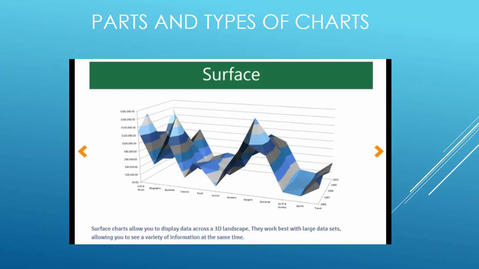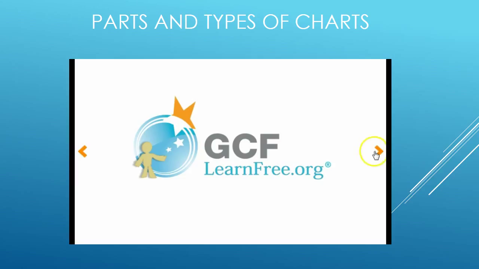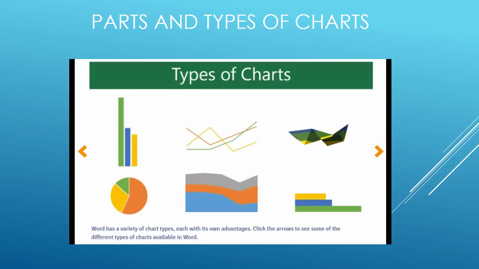You have a surface chart, which allows you to display data across a 3D landscape. They work best with large data sets, allowing you to see a variety of information at the same time. That's brought to you from gcflearnfree.org. But these are all different types of charts. I hope you have a little bit better understanding of the types of charts and the interface that goes along with it. Just take a look at all your charts and see what you can do.